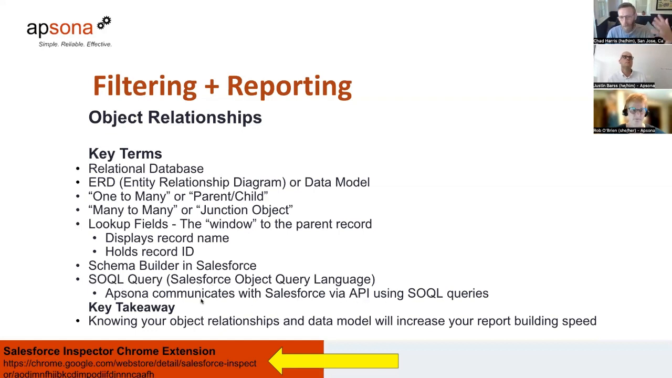So I think the key takeaway that I want you to get from this general intro to some of these terms and the object relationships is that knowing your object relationships and knowing your data model is going to vastly increase your report building speed and efficiency. It's going to reduce your frustration because you're going to understand, oh, I can get to this field because I have a connection through this lookup field, and it all starts to make sense once you start to digest it and understand it.